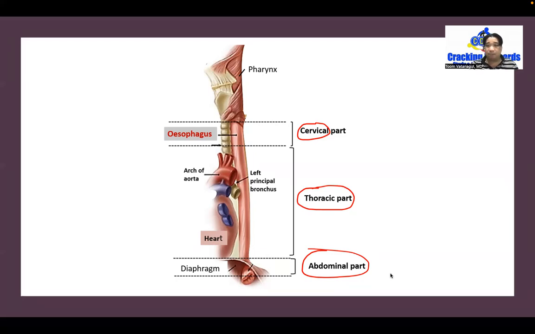Now, tip, what structure separates the thoracic part of the esophagus from the abdominal part of the esophagus? Very good. It is the diaphragm.